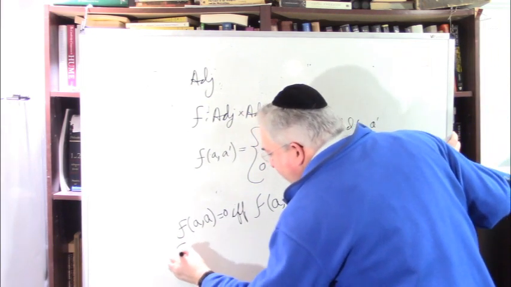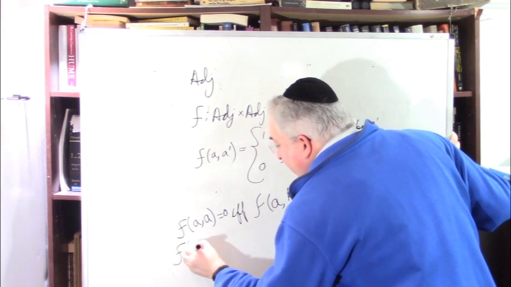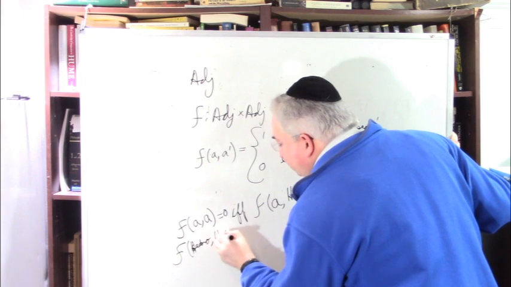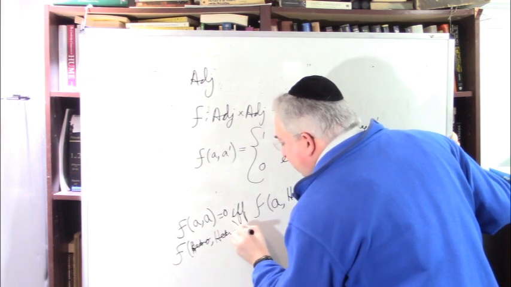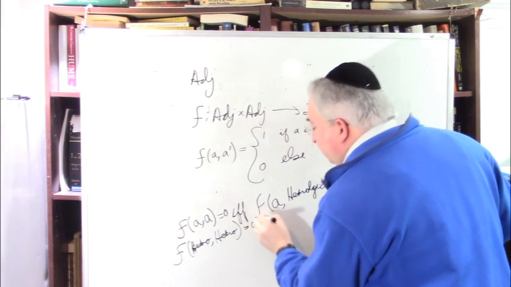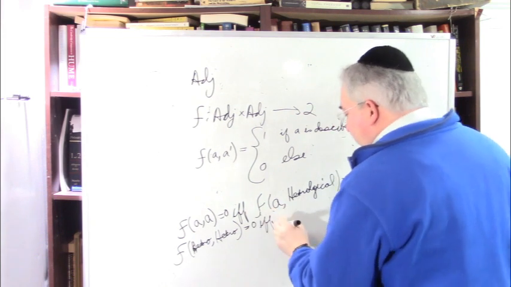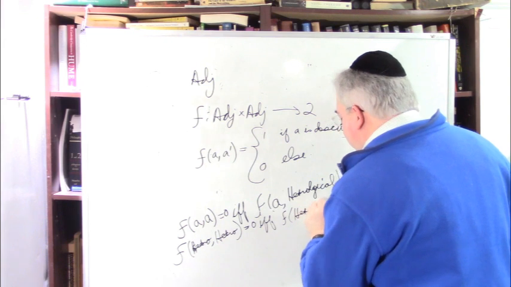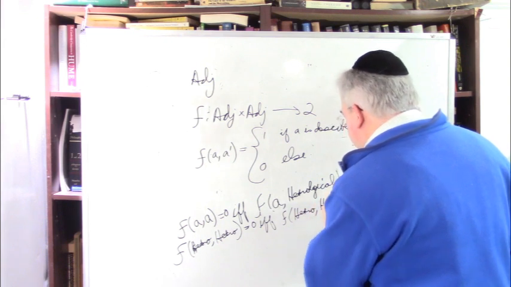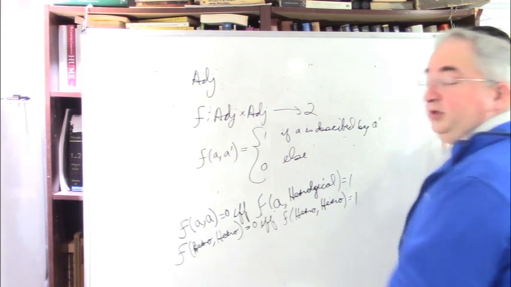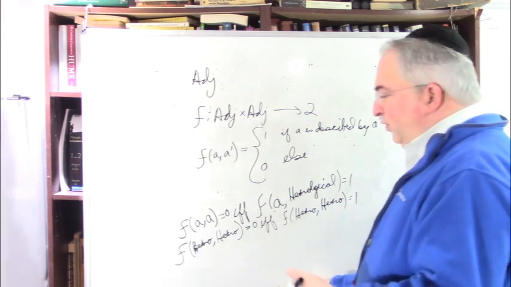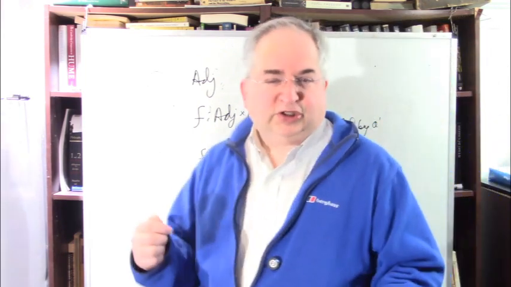So what we get is f of heterological comma heterological equals 0 if and only if, plugging in A to be heterological, f of hetero comma hetero equals 1. That's a contradiction. That's a real live contradiction. The proof is the same as before. The idea is the same as before. Let's just go through it.